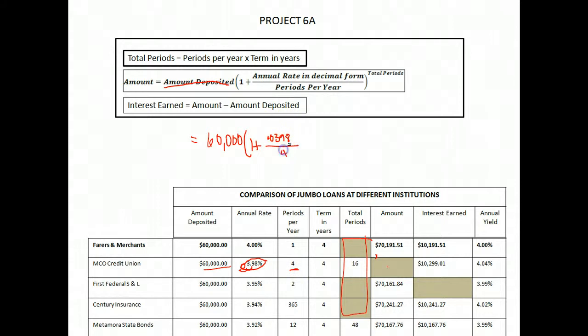Okay, how many times a year is it compounded? 4. Okay, so we did the amount deposited times 1 plus the annual rate divided by the number of periods per year. We end the parenthesis, and then our exponent up here is the total number of periods that it's in for. It was 4 for 4 years was 16. Okay, so now let's calculate that. The first thing we're going to go ahead and do is divide here 0.0398 divided by 4.